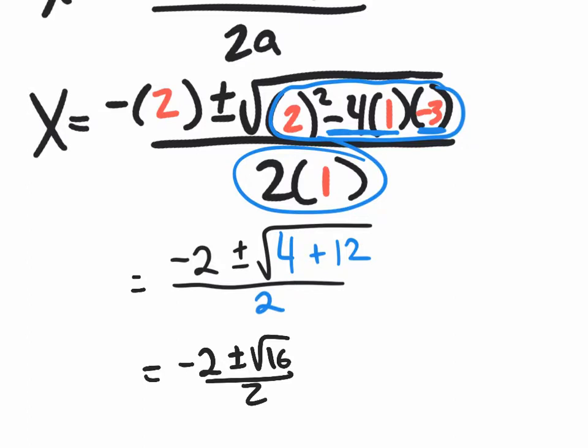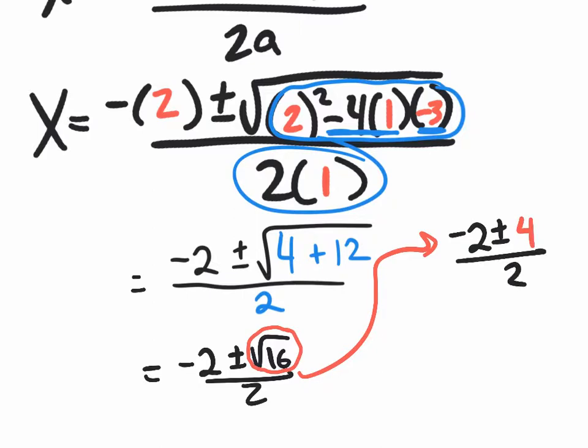Now we look at the radical, the square root of 16. Could I actually simplify this? Yeah, so what does it become? It becomes 4. So you really have negative 2 plus or minus 4 instead of the square root of 16, but it's still over 2, because the square root of 16 is 4. And from there, you can do your two situations: negative 2 plus 4 divided by 2, and negative 2 minus 4 divided by 2.